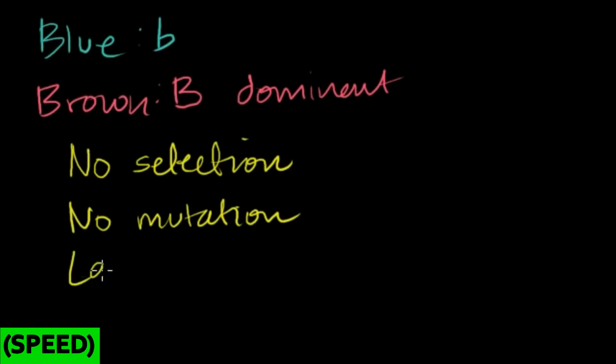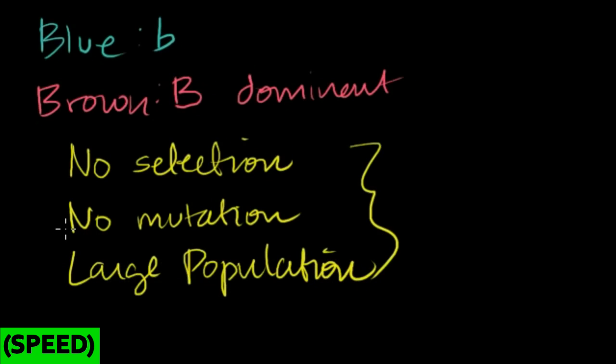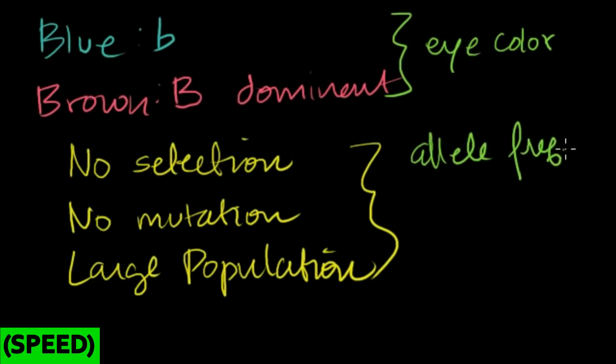And I'm also going to assume I'm going to have a large population. Large population. And the reason why I'm making all of these assumptions is because I essentially want to have a stable gene pool, at least relative to the eye color gene. I want to be stable. I want to have a stable allele frequency. What do I mean by allele frequency? Well, I said large population, but let's take a very small population.